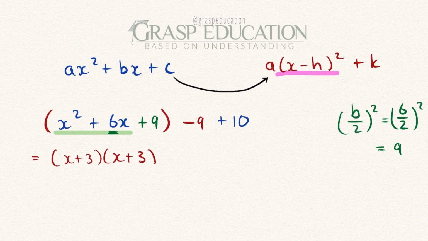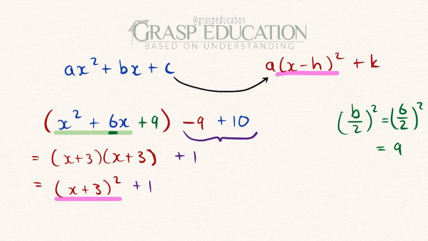If you're not sure how to factor, please watch my video in the link above. And then at the end, I would have minus 9 plus 10, which is plus 1. If I have two identical brackets multiplying each other, that would give me a perfect square bracket: (x plus 3) squared, and then I have plus 1 on the end. I now have my perfect square bracket, therefore I've completed the square, and it is in the same format as what I have above, where the a value is 1 and the k value is also 1.